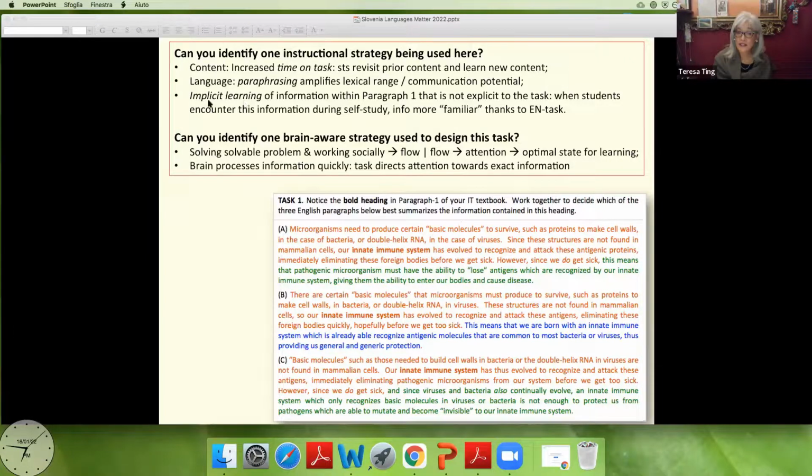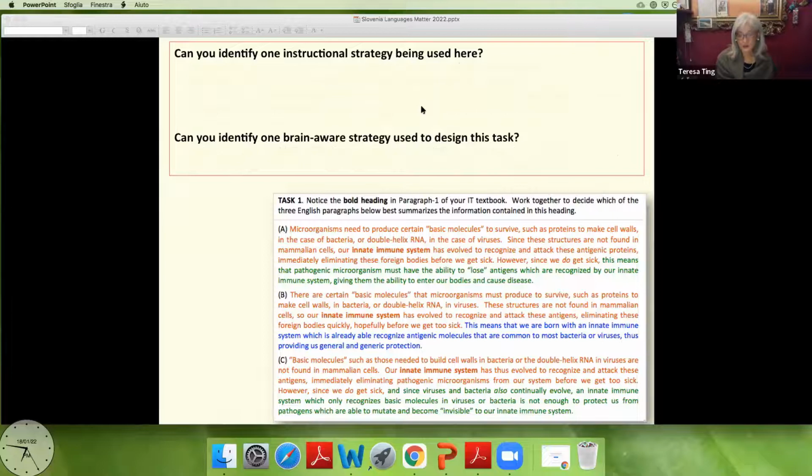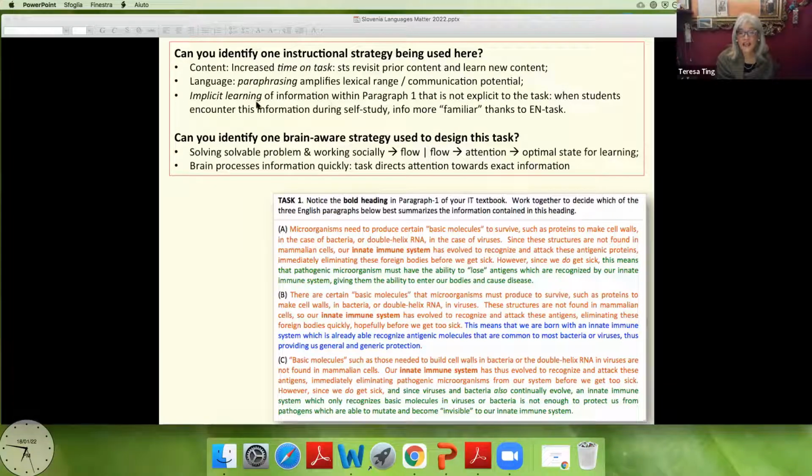Then there's implicit learning, bullet point number 3. Implicit learning of information within paragraph 1. As I told you, the green is not in the heading. It is in the paragraph. Okay? Sorry. So, implicit learning of information within paragraph 1, that is not explicit to the task. The task is asking you for the heading, not for the information in the paragraph. Okay? So, this is all that says in the heading, but this is in the paragraph.